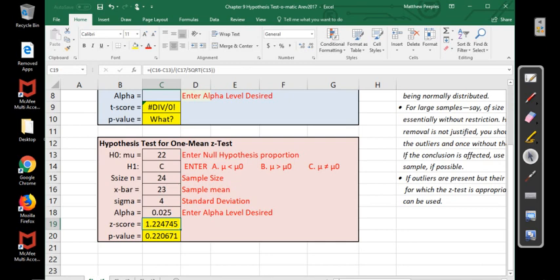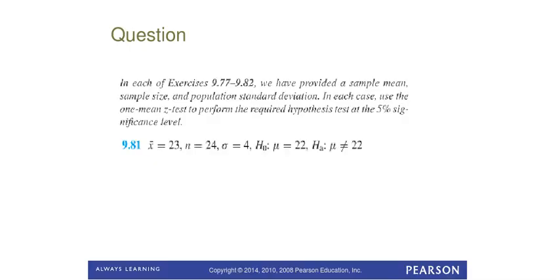All right, now this program gives you both the z-score and the p-value, but we're looking specifically at the p-value. And our p-value is 0.221. So what does that mean? Well, alpha over 2 is equal to 0.025, and we're going to reject if our p-value is less than 0.025. But our p-value in this case ended up being 0.221, so we do not have enough evidence.